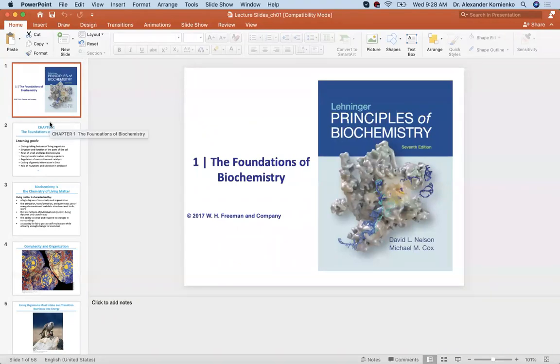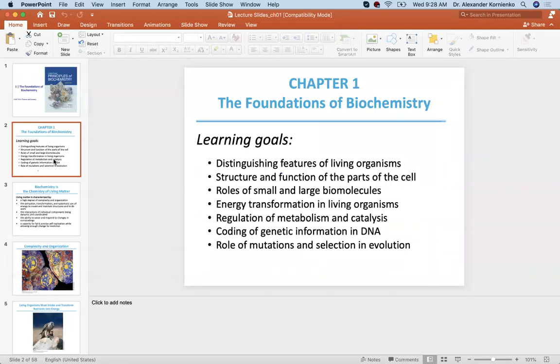So when we start a new chapter, right? The first slide, or the second slide, which you will see, is something called learning goals. And this is your guide, right? So basically, this outlines what I expect you to learn by studying a particular chapter.